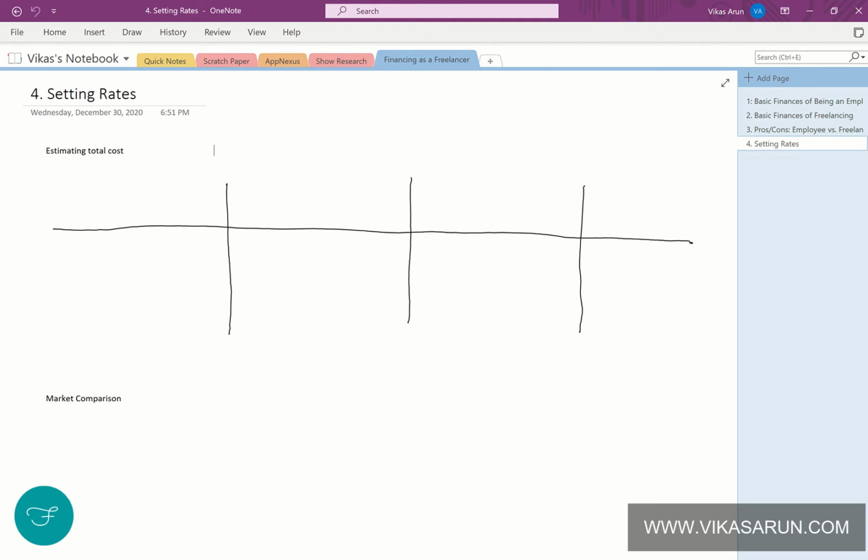Today we're going to dive into the details of setting rates. How do you go about charging your clients for the various services that you provide, and how do you go about estimating an appropriate rate for each of the services that you provide?